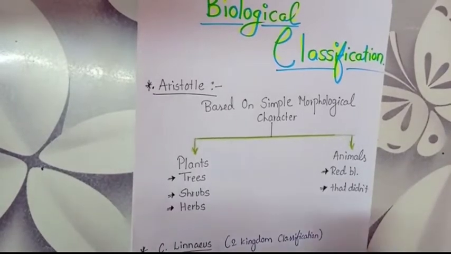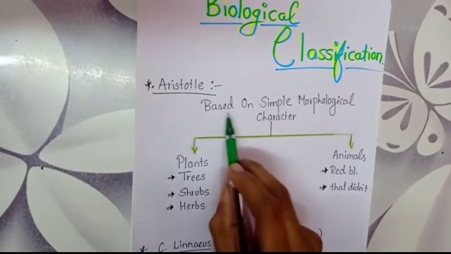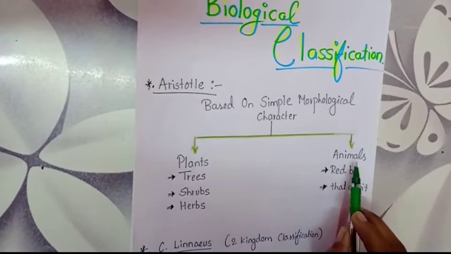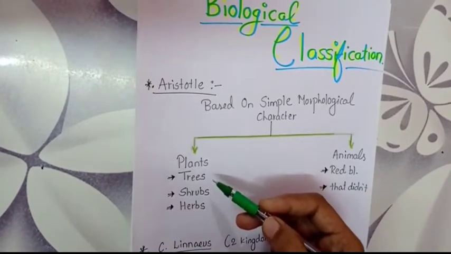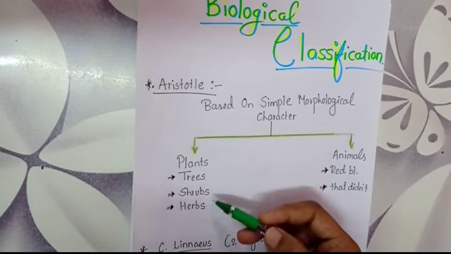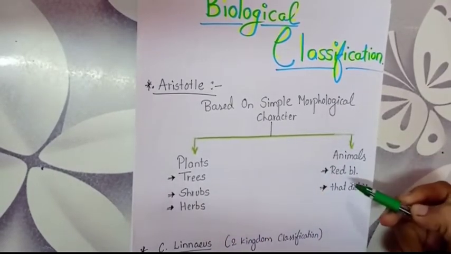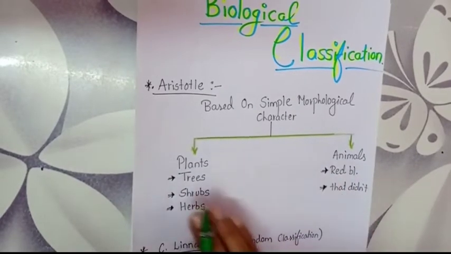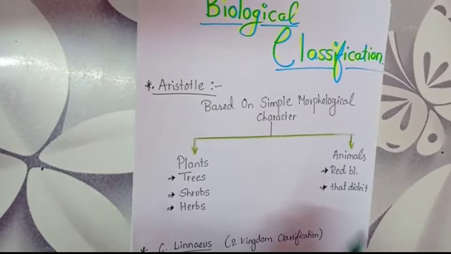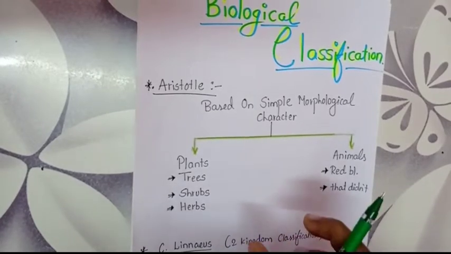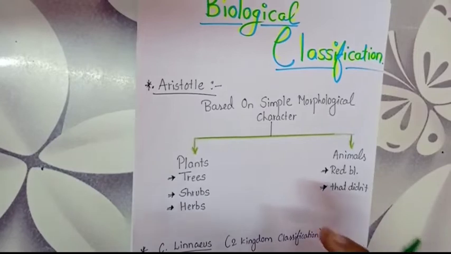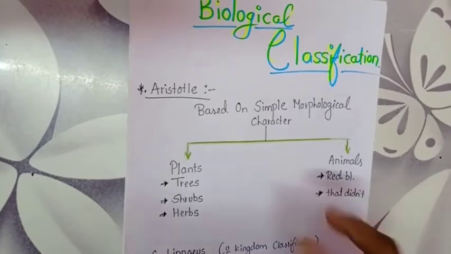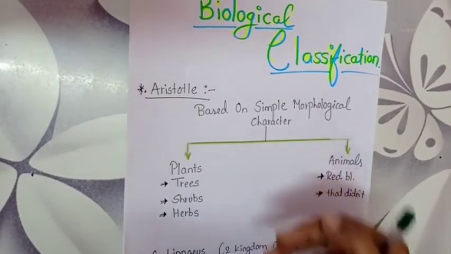After many attempts, Aristotle classified based on simple morphological characters, that is, on plants and animals. Plants he described as trees, shrubs and herbs, and in animals, those with red blood and those that don't have red blood. In this way he classified the living organisms, but there were many demerits, as many living organisms did not fit in either of these criteria. But this classification was accepted for many days.